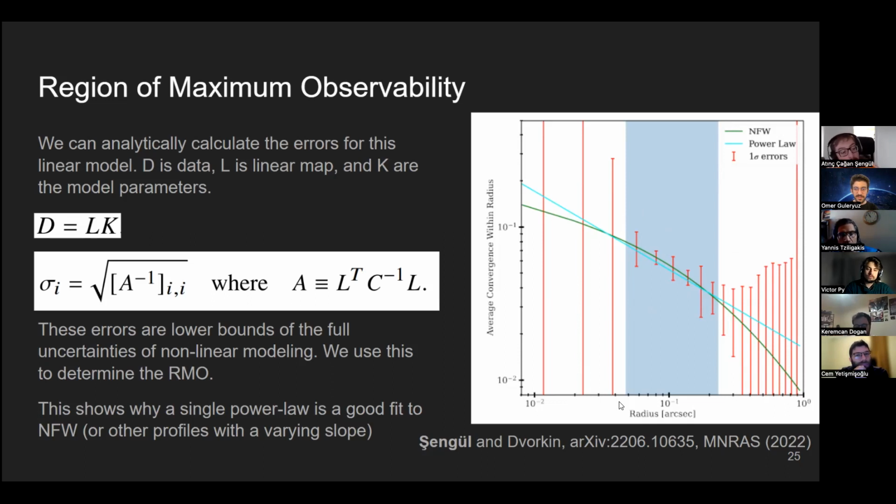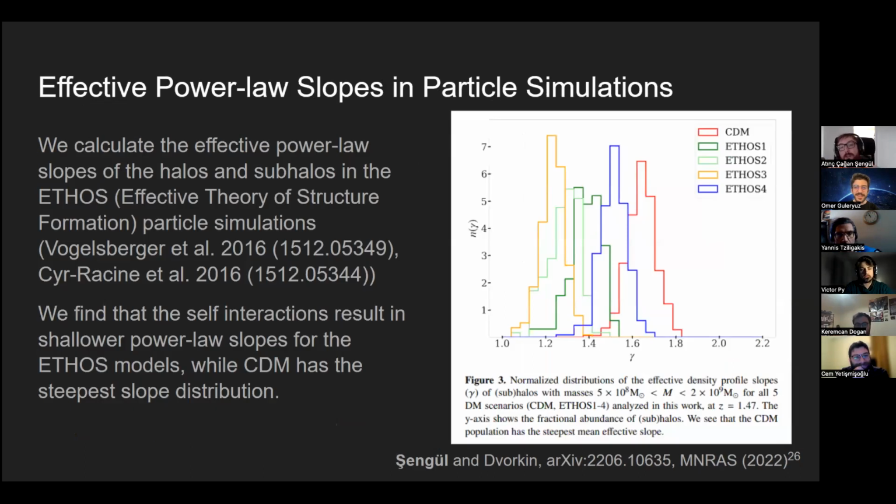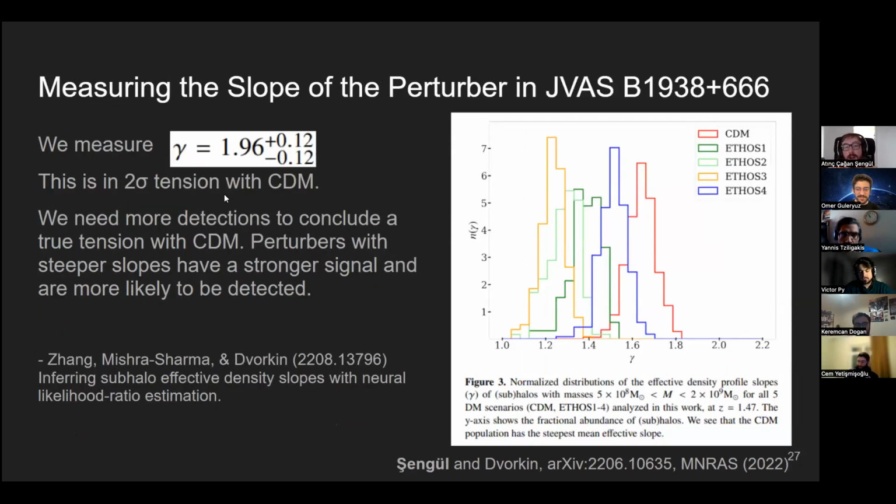So I'll wrap up. I'm over time, I apologize. What we did is we also went back to simulations and compared what we observed. I'll skip some of these slides. We actually made this measurement in a real system and we found that the slope that we observed from this effective power law fitting is larger than what you expect from simulations. The problem is, it's in 2 sigma tension with CDM. It's larger than what CDM predicts, which is this red distribution.